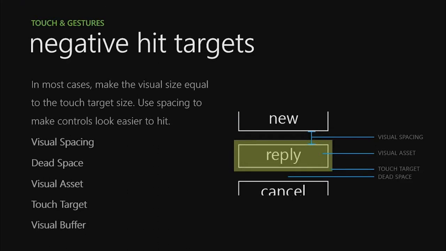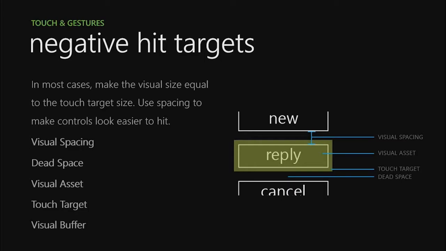Another thing for negative hit targets is that your hit targets don't actually have to be the size of the visual object on screen. In Windows Phone, we use negative hit targets or negative hit margins. You may have heard these called that. In most cases, make the visual size equal to the touch target size, but using spacing makes controls look easier to hit. So take into account the visual spacing, the visual asset, the touch target, and the dead space when you're doing this.